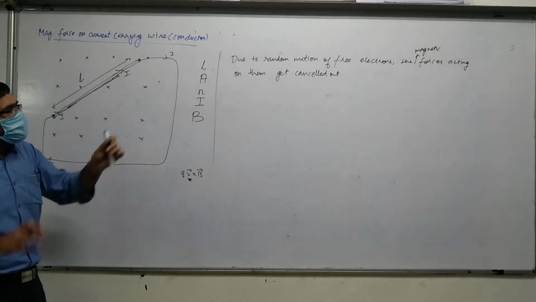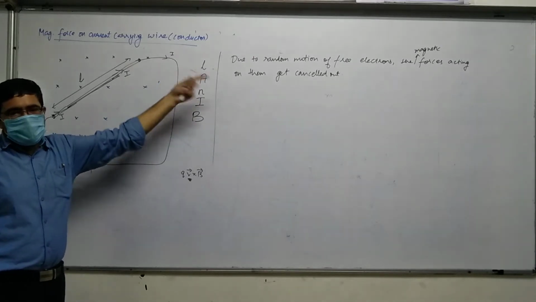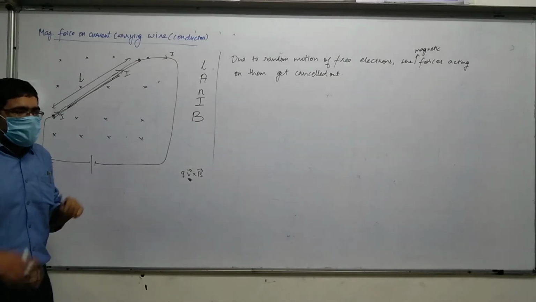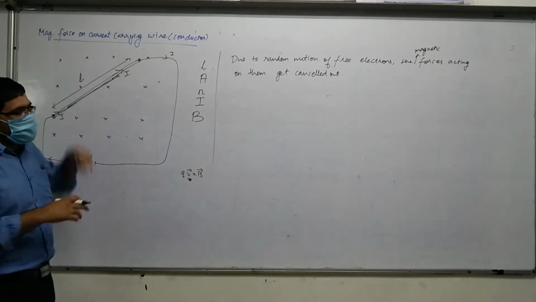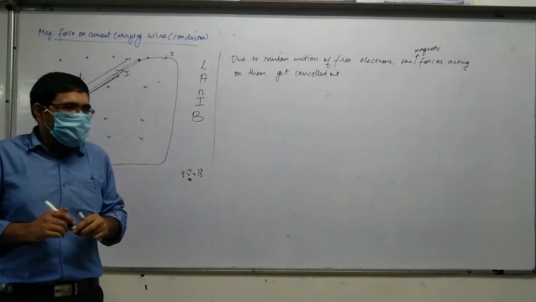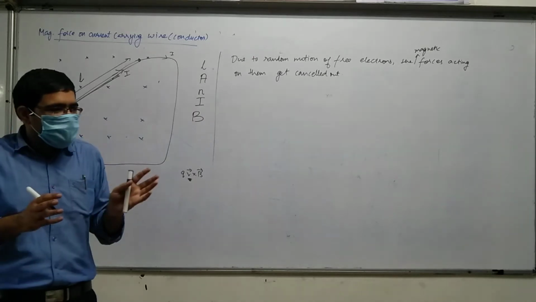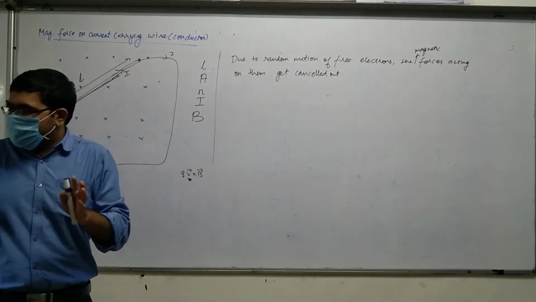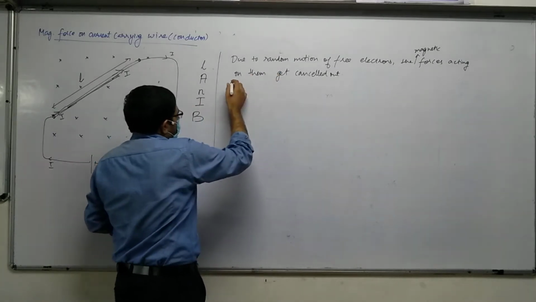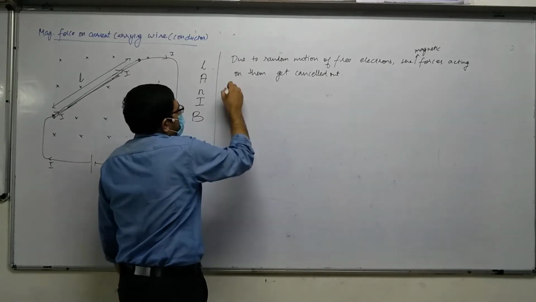Clear or not? Due to the random motion of free electrons, the magnetic forces on them get cancelled. But that cannot be said about drift, because whenever you connect a battery and current is flowing, there is always a drift of the electron. Hopefully you remember from chapter 3 that there are two things going on. One is random motion, the other one is drift. Correct? Clear? So drift is what we are going to consider. Random motion we will ignore because the total force is going to be zero because of that.